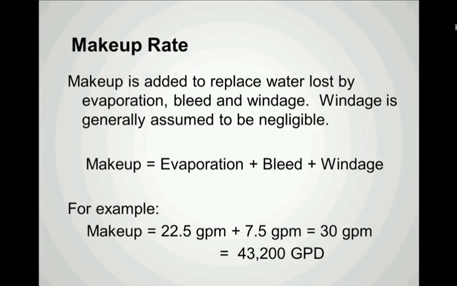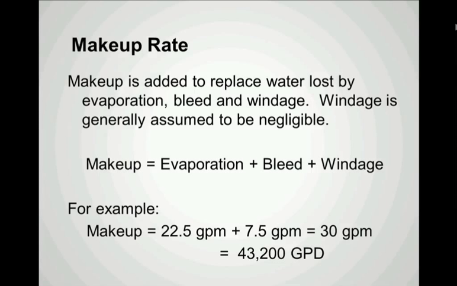Now makeup is the amount of water that is added to the cooling tower to replace that lost by evaporation, bleed, and windage. Windage is the effect of the air flowing through the water that may blow some of the water out of the cooling tower. If the airflow is too great through the tower, it can tend to blow water droplets out of the tower, which adds to the bleed in essence. But most towers are designed to operate very efficiently and the windage losses are normally considered negligible.